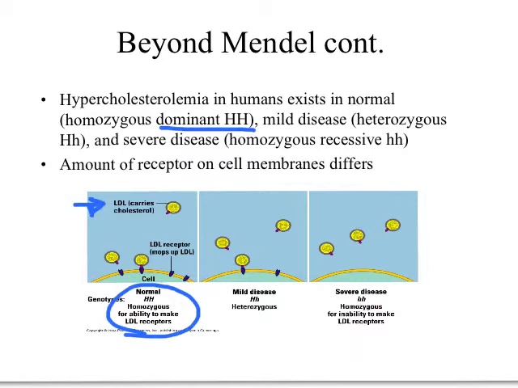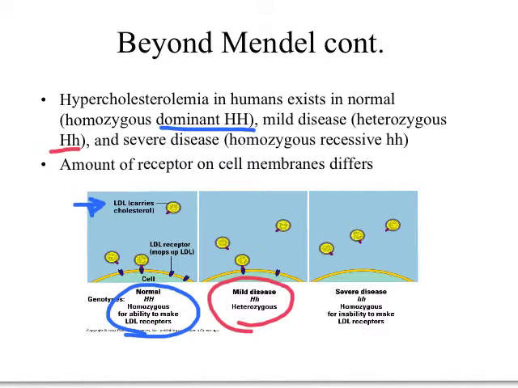Well, if you are heterozygous for hypercholesterolemia, so you're big H, little h, you still make some LDL receptors, but not enough. So you might have higher cholesterol genetically because you are big H, little h. This might be you if you've got high cholesterol, but it's not too high. You can control it with diet and stuff like that.